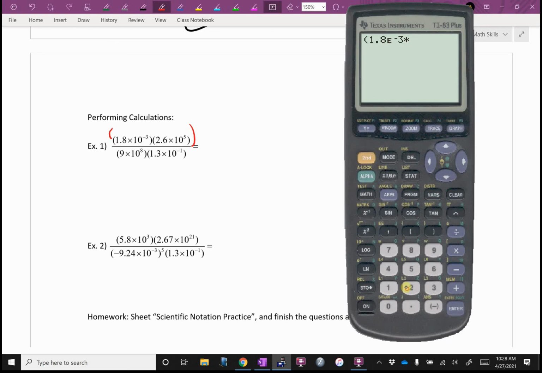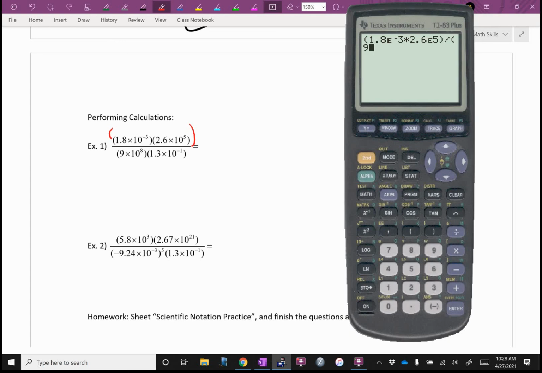Then I'm going to go 2.6, scientific notation button, 5. I've reached the end of the top. I'm going to close off the top. Those of you that have the fancy schmancy 2-level fraction button, you'll just go down arrow. Is there more than one thing on the bottom? Brackets around the bottom. Open up a new bracket. Oh, sorry. I got to go divided by. Duh. And then brackets around the bottom.